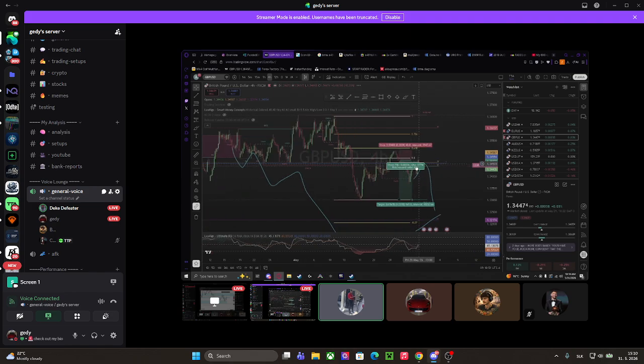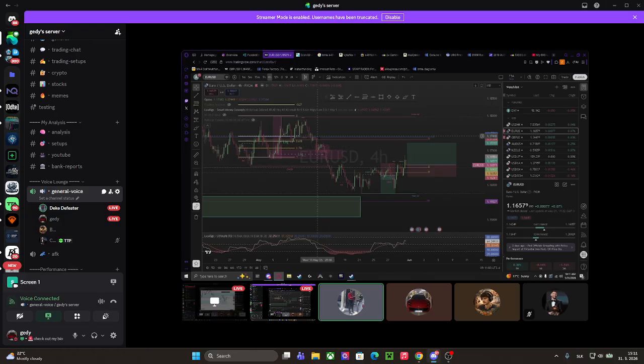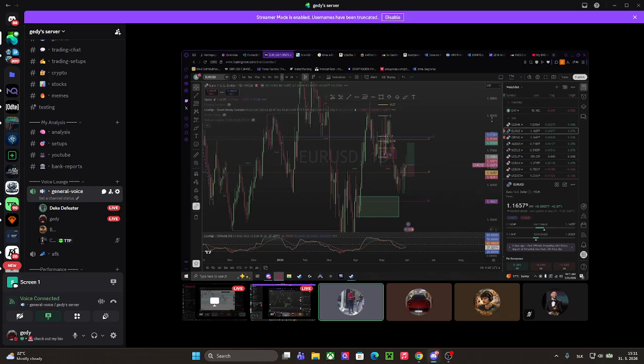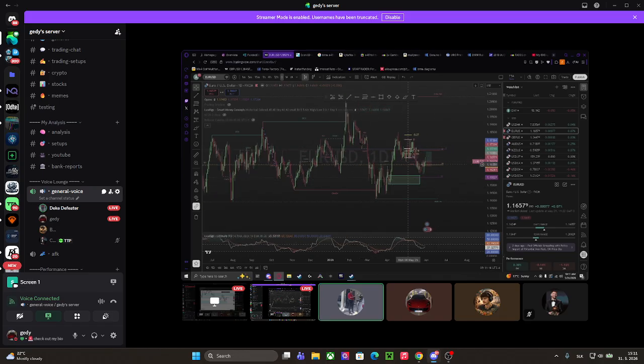Realistically, right now off this change of character, I'd like to see a buy for GU, at least up into OTE, take out the liquidity here, and then you'd be looking for more sells down. Same thing with Euro, come take out the liquidity within here to then sell back down, because I will say the trend should be bearish, but I do not know with this pair.